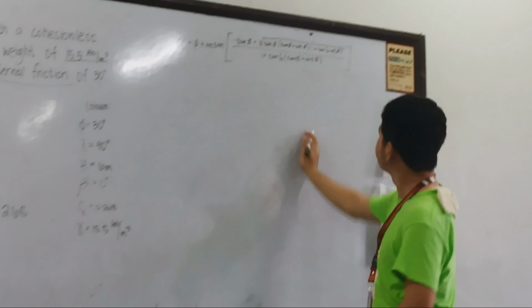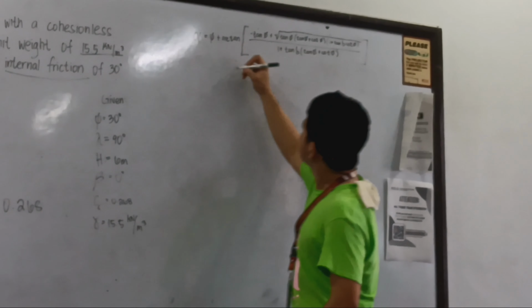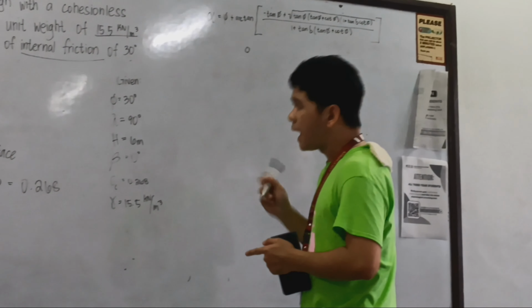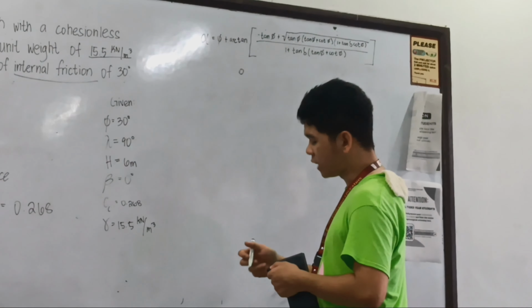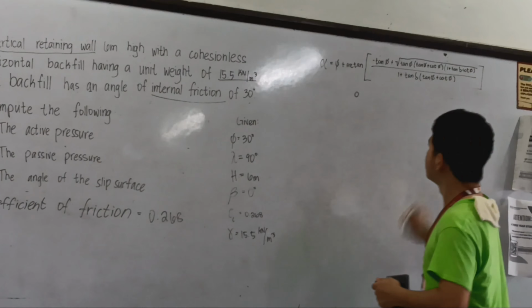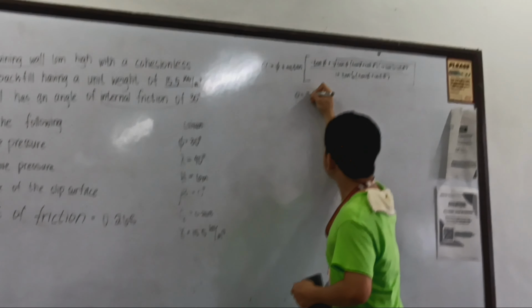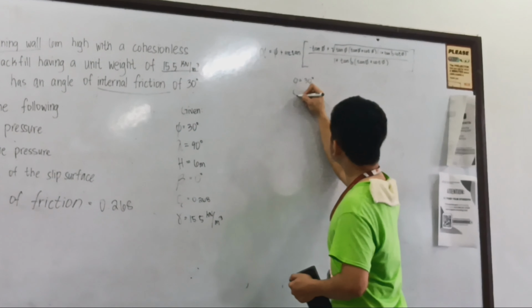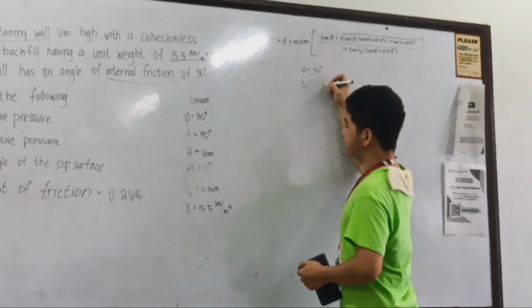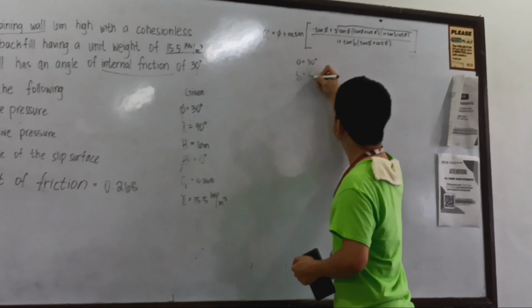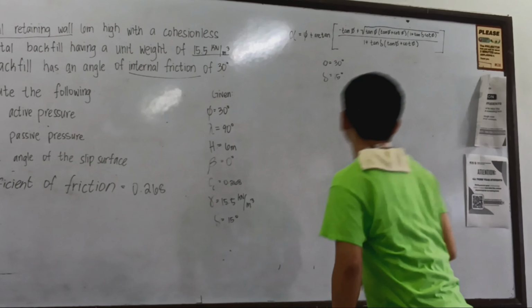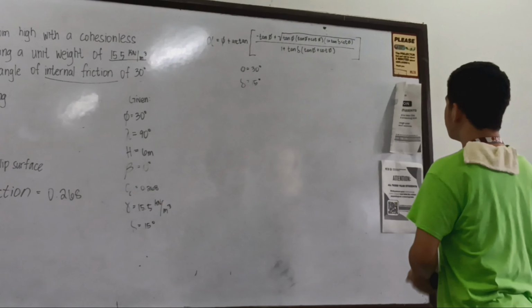For angle alpha, our angle phi, the angle of internal friction, is equal to 30 degrees, and our angle delta is equal to 15 degrees. There. So let's compute it.